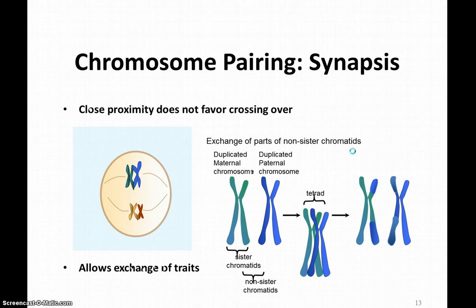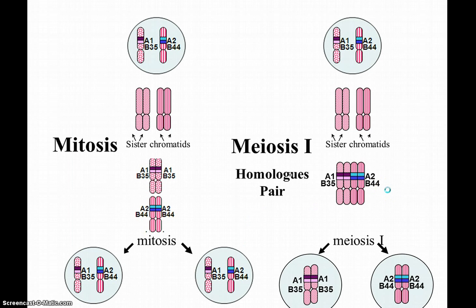This close proximity does not favor crossing over if the genes are very, very close. Okay? But again, in the tetrad phase, crossing over can occur, as you see here. Okay, so there again we see mitosis compared to meiosis. Because of the way they line up in metaphase of mitosis, or metaphase 1 of meiosis 1, what we're going to end up with is something different at the end of each of those events.